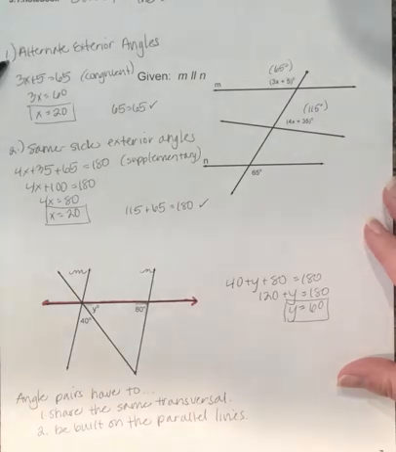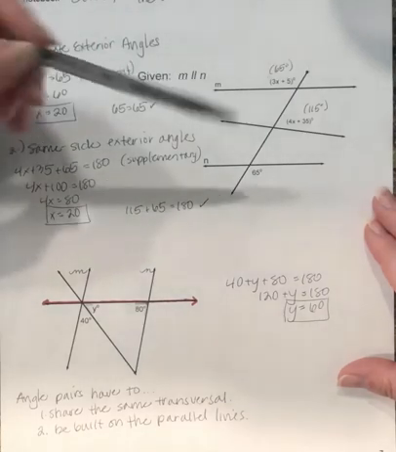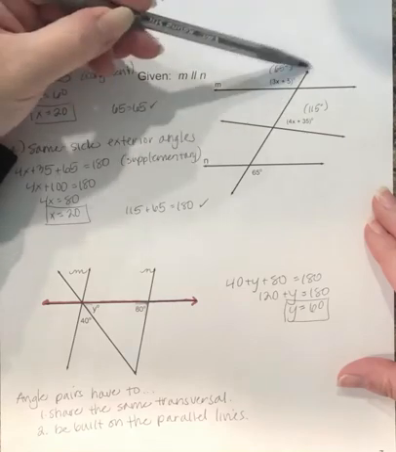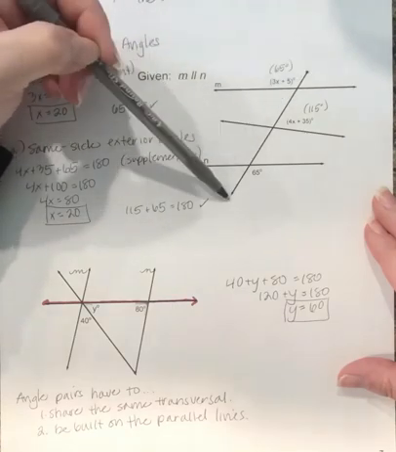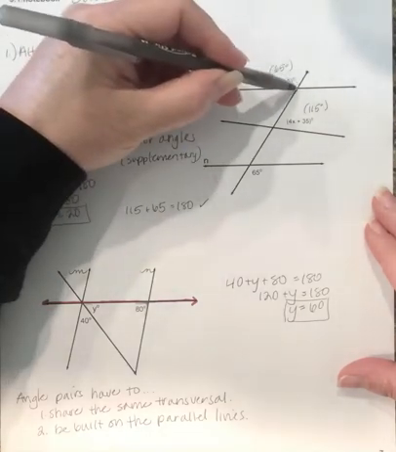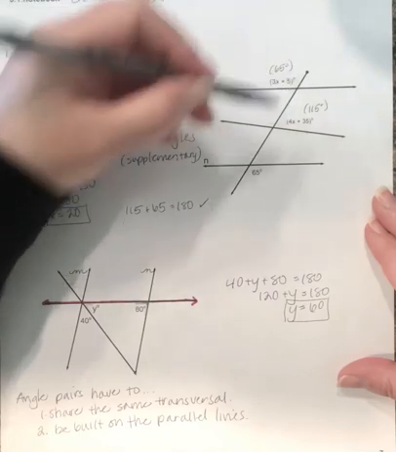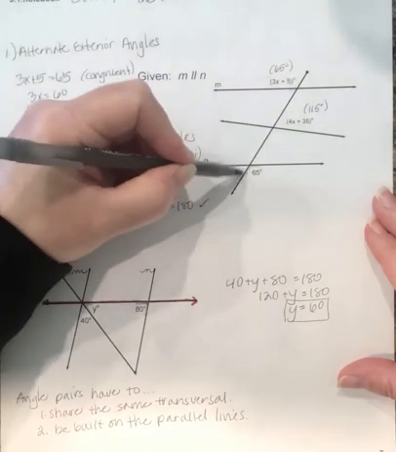So one relationship that I could use was alternate exterior angles. So when I looked, and I know that this is my transversal, and I'm looking at 3x plus 5 and 65.